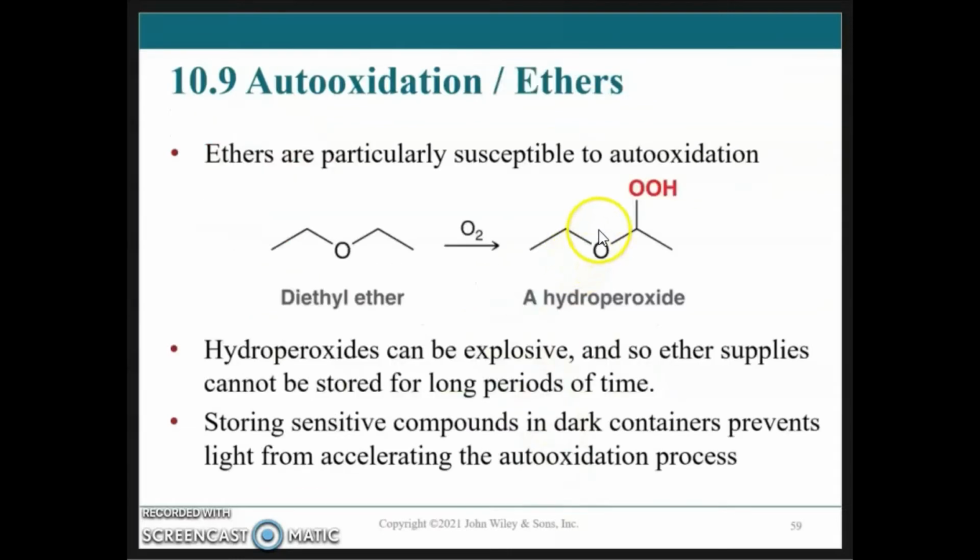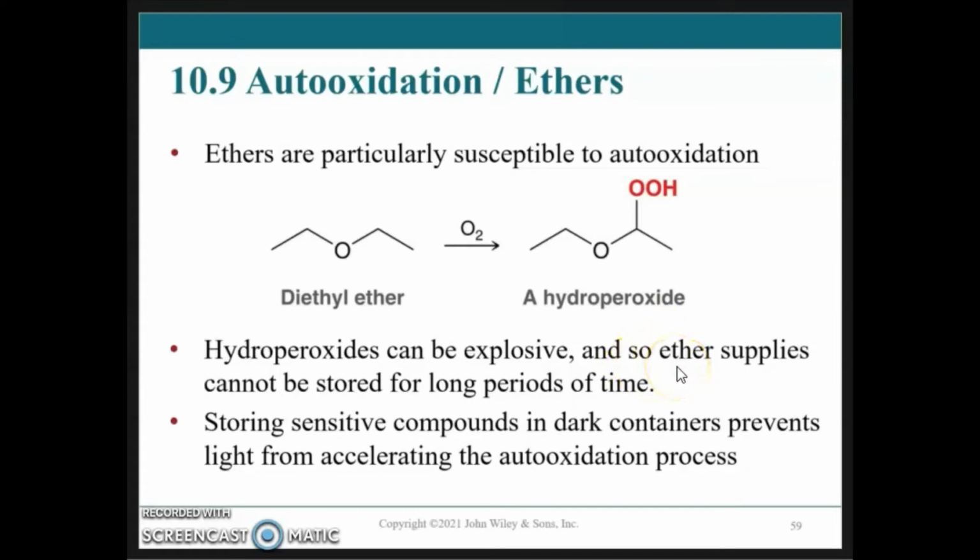So I mentioned that ethers are particularly susceptible to autooxidation. Diethyl ether will form explosive hydroperoxides. Most laboratories will have a standard operating procedure for labeling ether when it's opened and discarding it after a defined period of time. And sometimes this results in discarding nearly the entire quantity in the bottle if no one has used any. But that's required for safety.